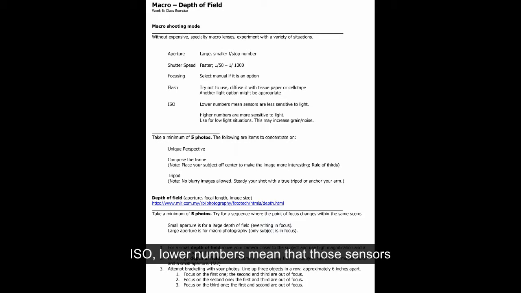ISO, lower numbers mean that those sensors are less sensitive to light. Higher numbers are more sensitive to light. So if you are in a bright situation, you're going to have a lower ISO. If you're in a darker, dimmer situation, you're going to have a higher ISO. Remember, the negativity with a higher ISO means that you might get some grain.